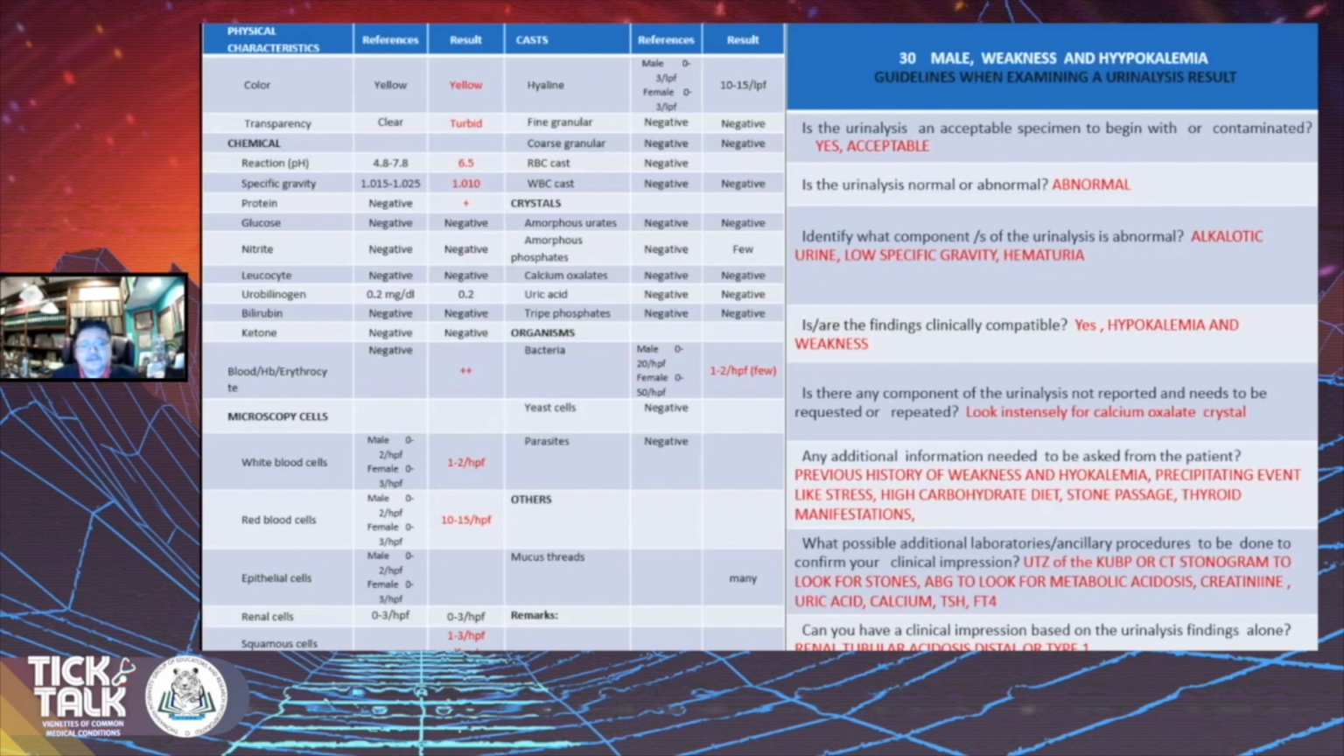So any component of the urinalysis not reported? So look intensely for the calcium oxalate crystal. They have missed it. Any additional information? Previous history of weakness and hypokalemia, precipitating event like stress, high carbohydrate diet, stone passage, thyroid manifestation. And what possible additional laboratory, aside from ultrasound and CT sonogram to look for stones: ABG to look for metabolic acidosis, creatinine, uric acid, calcium, TSH, and FT4.